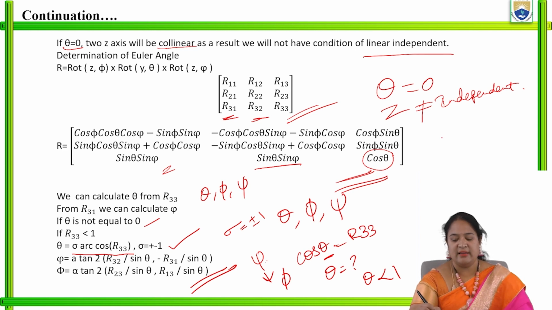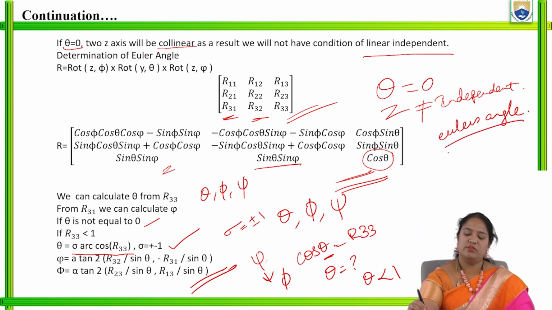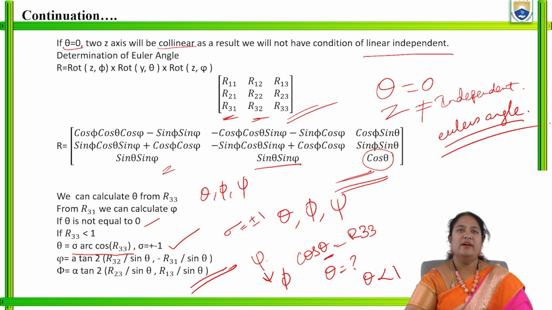These angles are called the Euler's angles. Any angles which are independent of themselves and which rotate about their own axis are known as Euler's angles. It will be a 3 by 3 matrix from which we find the angles theta, phi, and psi, and depending upon the value, we write the equations. Clear? Hope you have understood about the Euler's angle.